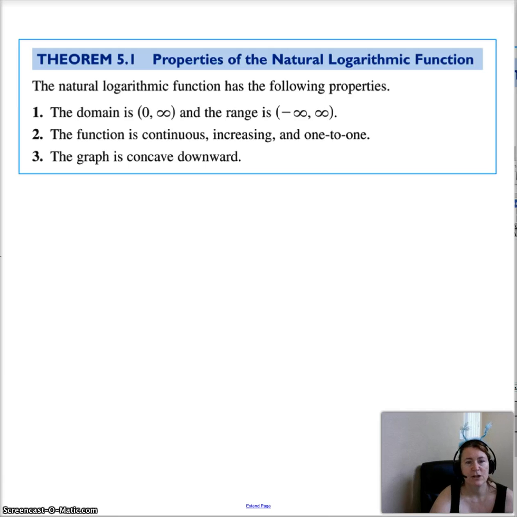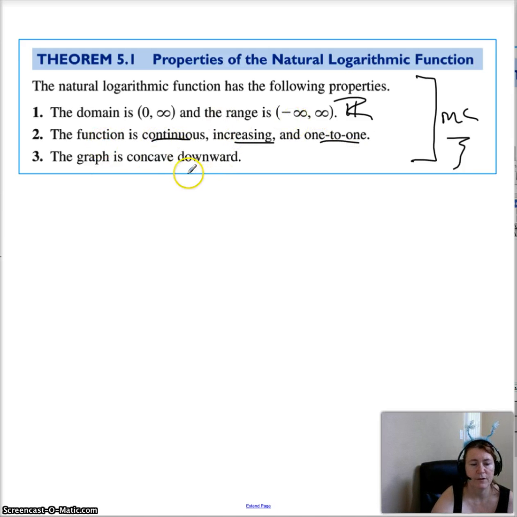Okay, let's talk about some properties of natural log functions. I kind of alluded to them a little bit, and you need to know all of these properties. They're excellent multiple choice sorts of questions. The domain is 0 to infinity, and the range is -infinity to infinity. You can also say all reals. The function is continuous, increasing, and 1 to 1, and the graph is concave down, always.